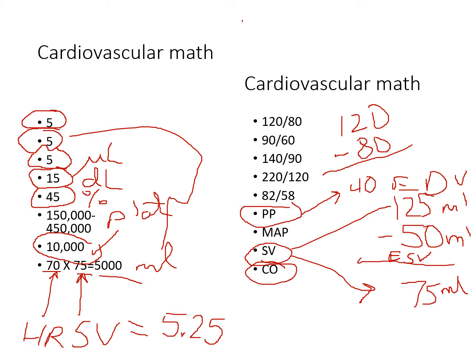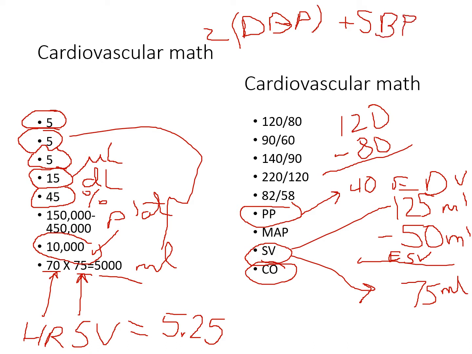MAP is the mean arterial pressure. In order to calculate that, you take the diastolic blood pressure, which in the example we were looking at was 80. So diastolic blood pressure multiplied by 2 plus systolic blood pressure divided by 3.